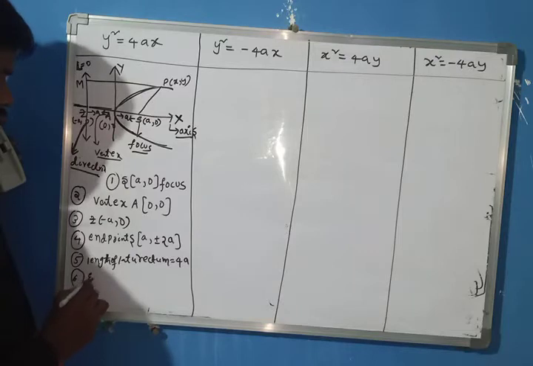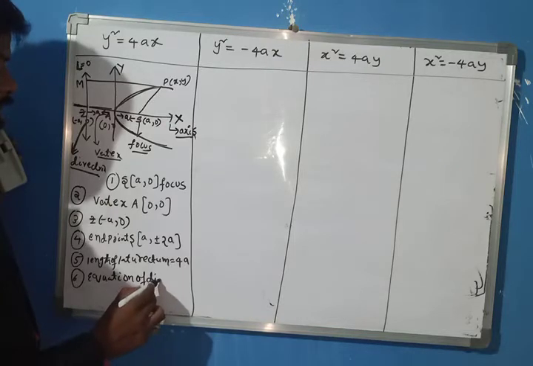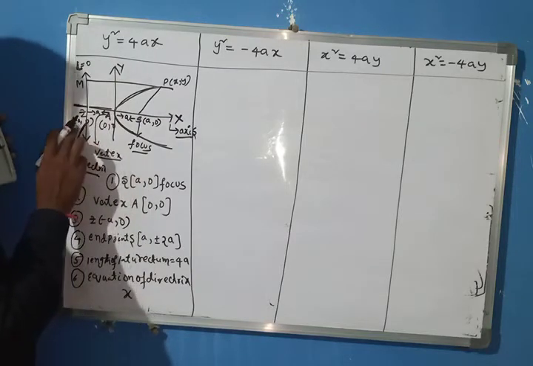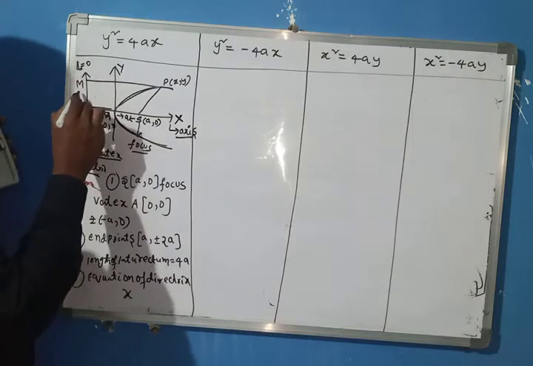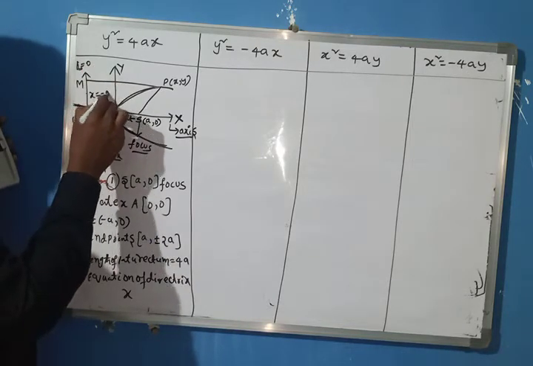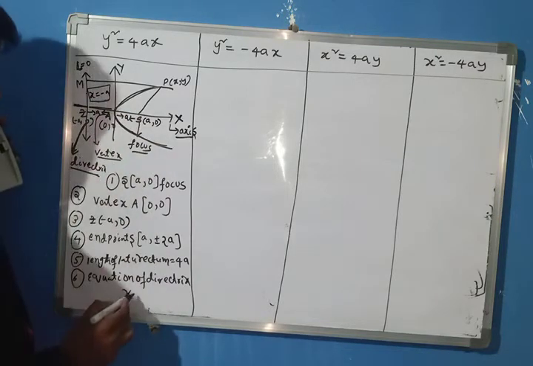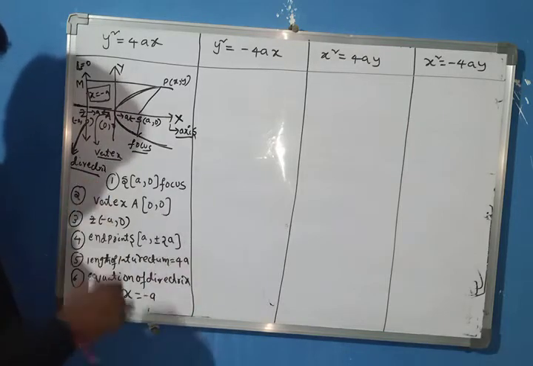Next, the sixth one: the equation of the directrix. Z is (minus a, 0) on the directrix, so that line is x equal to minus a. X equal to minus a is the equation of the directrix. That is 5 points, totally 6 points I have taken.